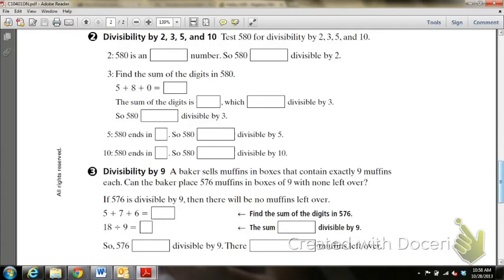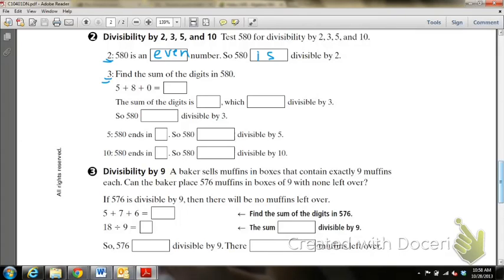Okay, now we're going to try some big numbers. We're going to test 580 for divisibility by 2, 3, 5, and 10. We're going to check them all separately. So first we're going to try seeing if it's divisible by 2. 580 is an even number. So 580 is divisible by 2.